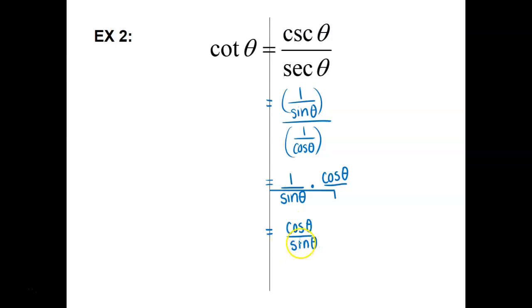And it is not tangent, but it is cotangent, which is what we wanted in the first place, right? That's what we have on the other side. So we know that we've verified this identity.